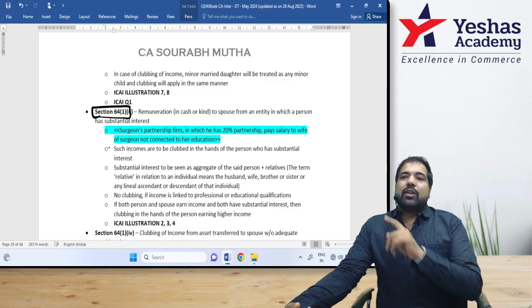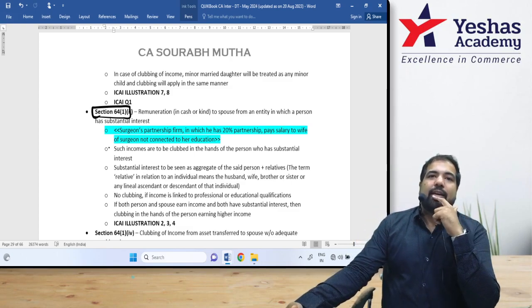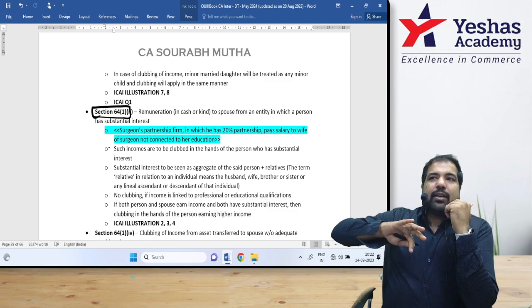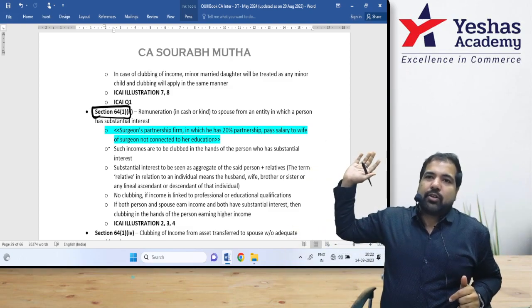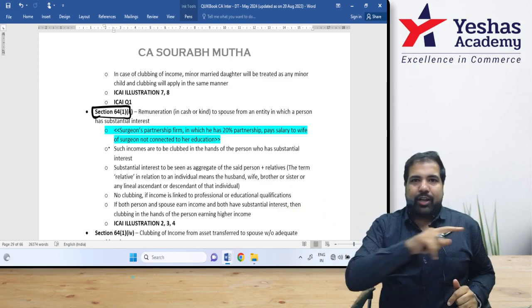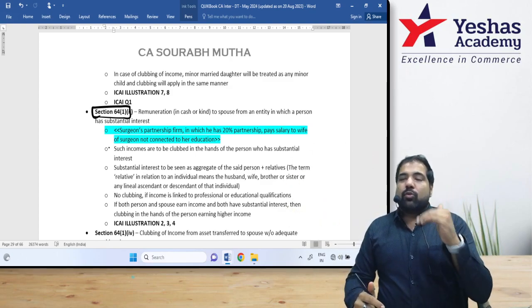And what if you transfer debentures worth 10 lakh and she's paid you 6 lakh? On the 60%, there will be no clubbing. On the 40%, there will be clubbing. But in the exam, if they say inadequate consideration or no consideration, then fully it will be clubbed back. Be clear.